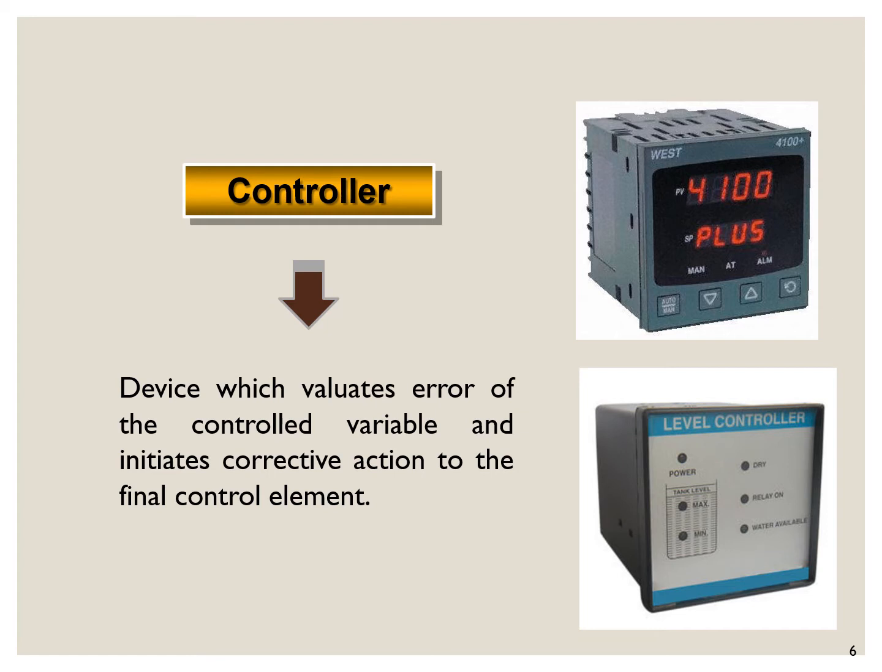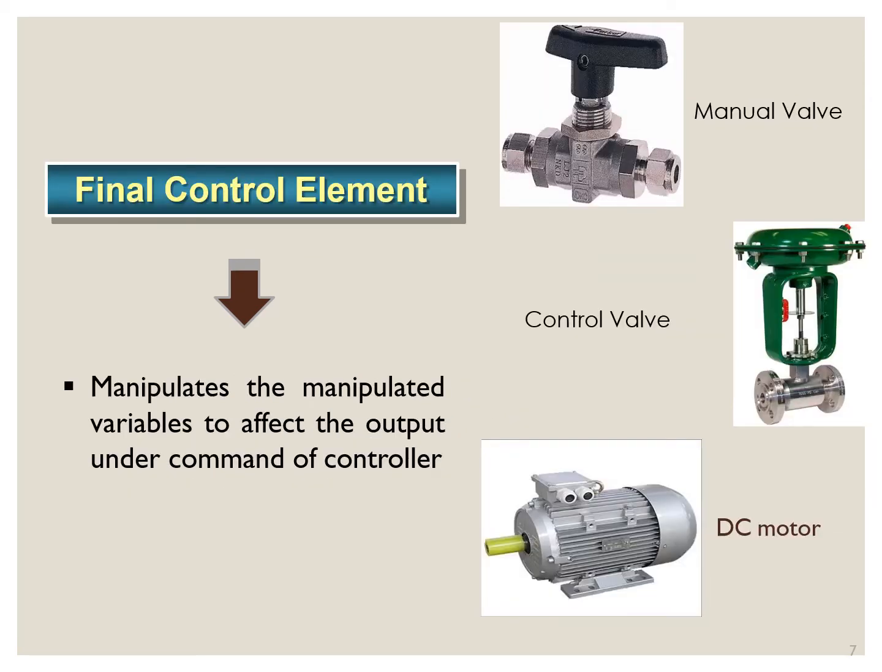This one is the type of controller. The controller is the device which evaluates the error of the control variable and initiates corrective action to the final control element. We have a few types of controller, which are analog or digital. This controller is an example of a digital control system. Okay, moving to the next, the final control element.